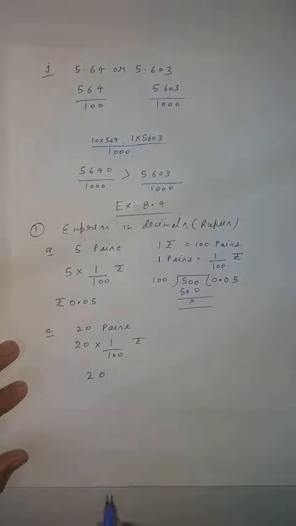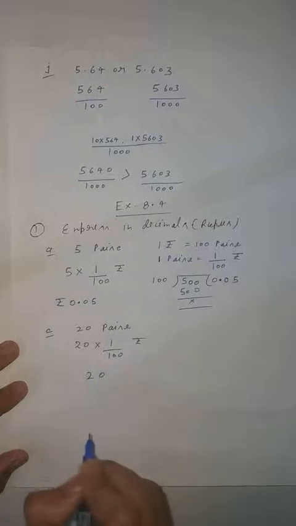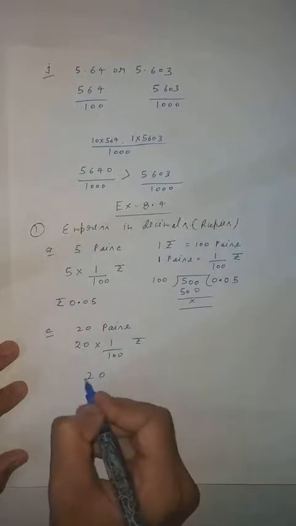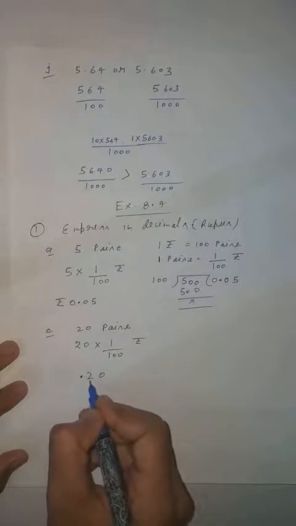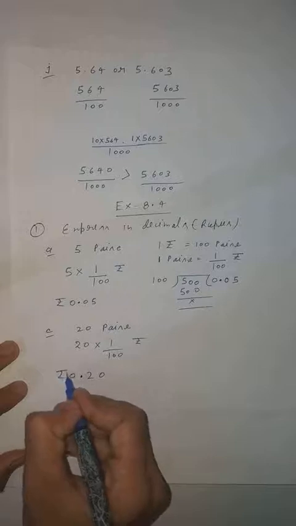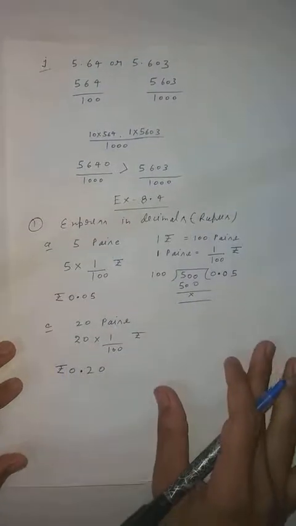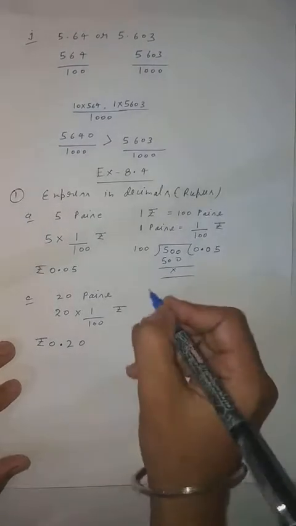Now you know where you will put the decimal, student? If you put the decimal here, it will become wrong, because after the decimal there should be 2 digits. So here you will put the decimal. Now you can check very easily: after the decimal, 1 digit and 2 digits. So this is your answer. Easily you can solve this question. Clear, students? Okay. Now come to the next question.